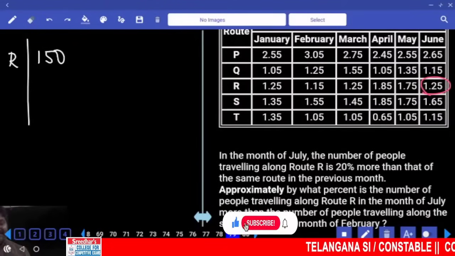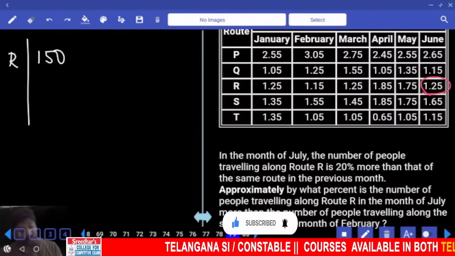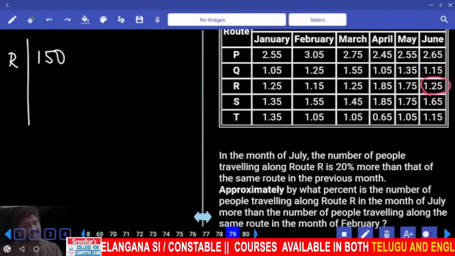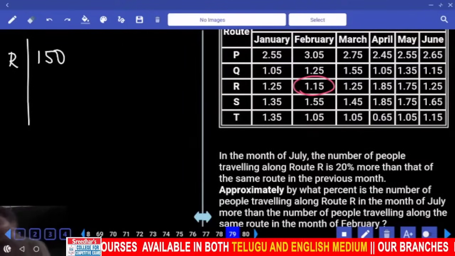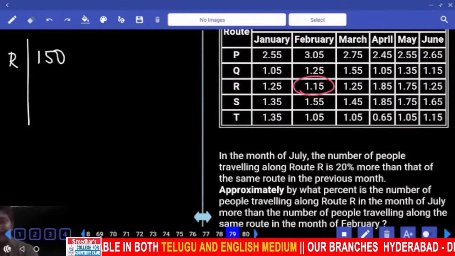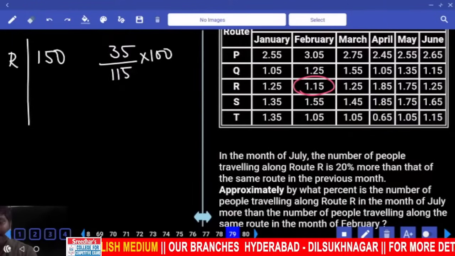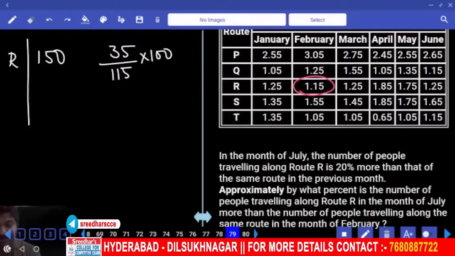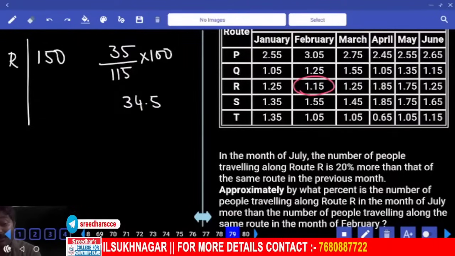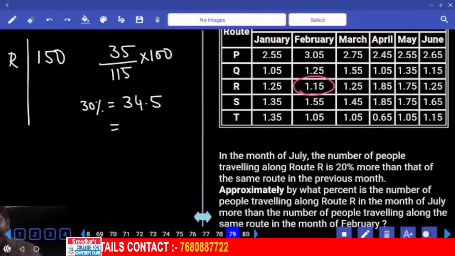Approximately by what percentage is the number of people traveling along route R in the month of July more than the number of people traveling along the same route in the month of February? R February, how much do you have? 115. 150 is how much more than 115? 35 more than 115. Percentage into 100 only. What is 10% of the denominator? 3 times, 34.5 is 30% value, correct? But to make it our original numerator 35, we have to add 0.5, right?